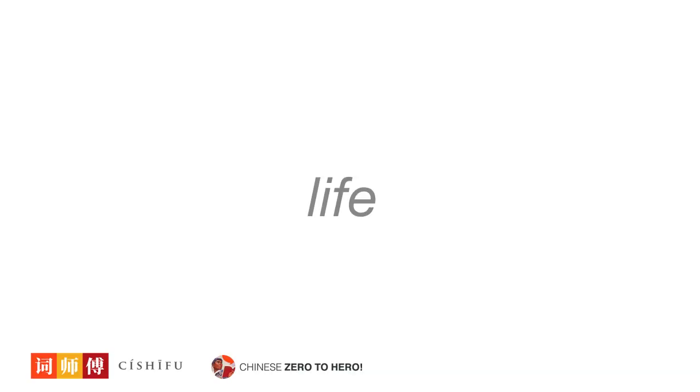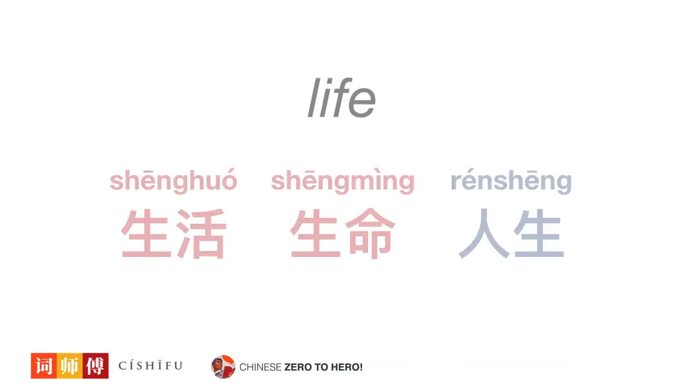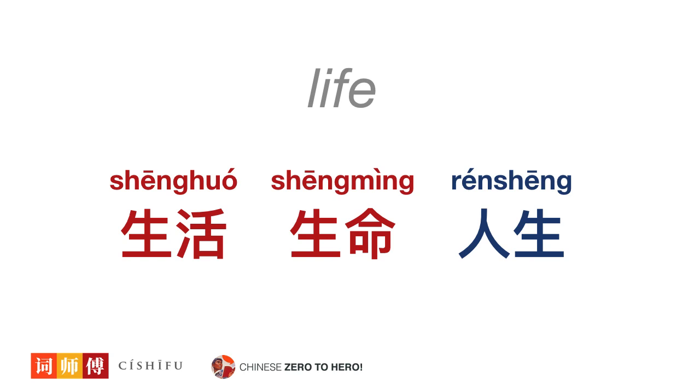In Chinese, there are three words for life: 生活, 生命, and 人生. These words all mean life, but there are differences between them. So in this video, let's take a look at how these are different.